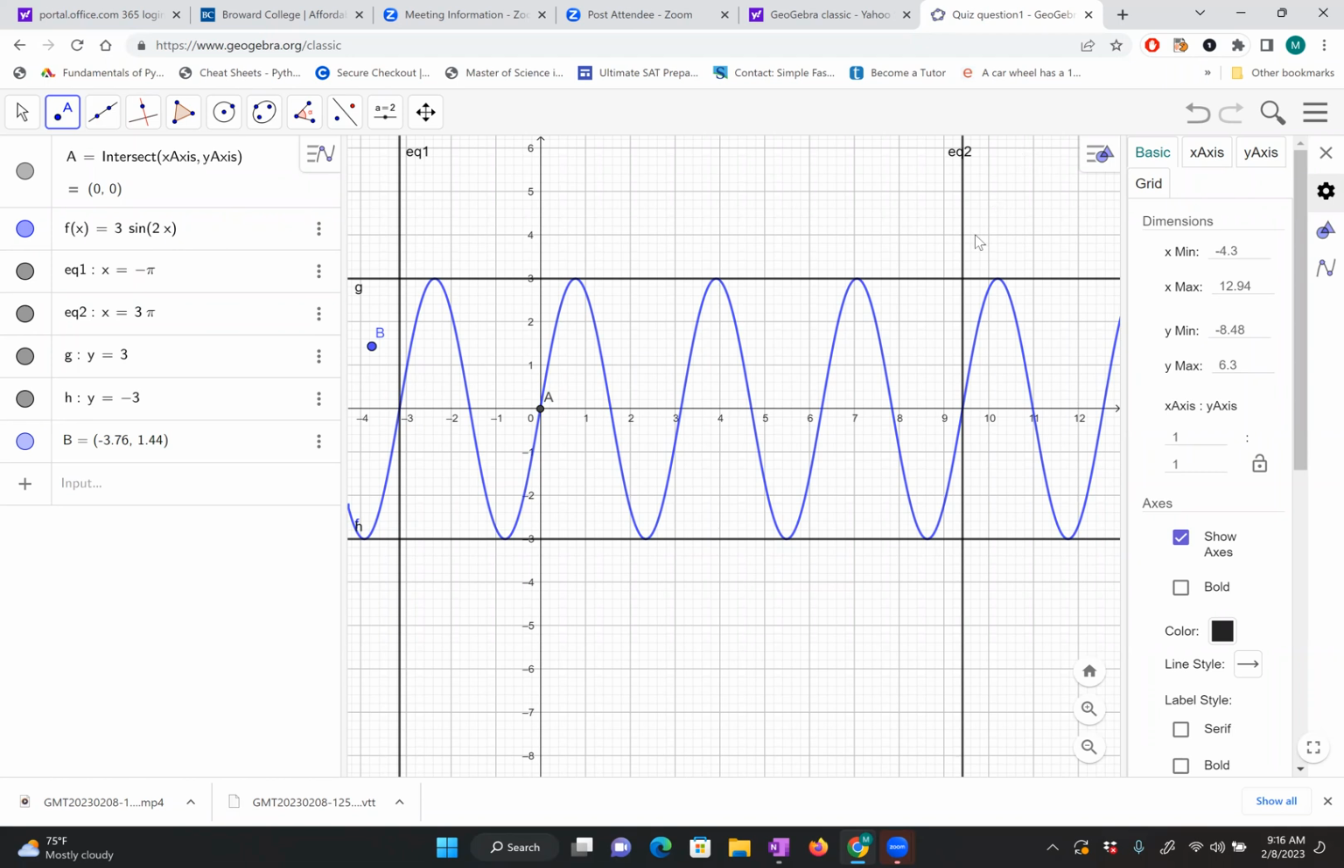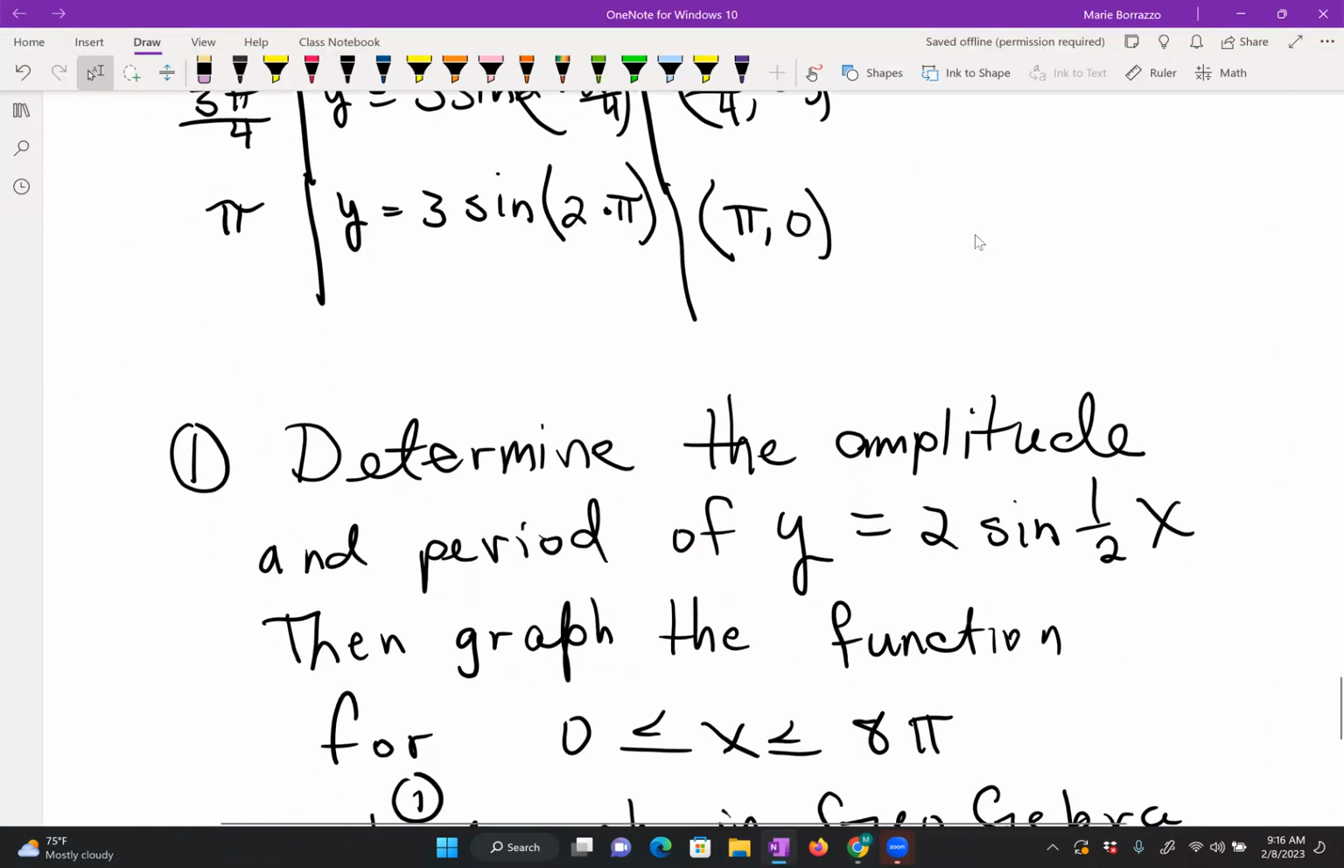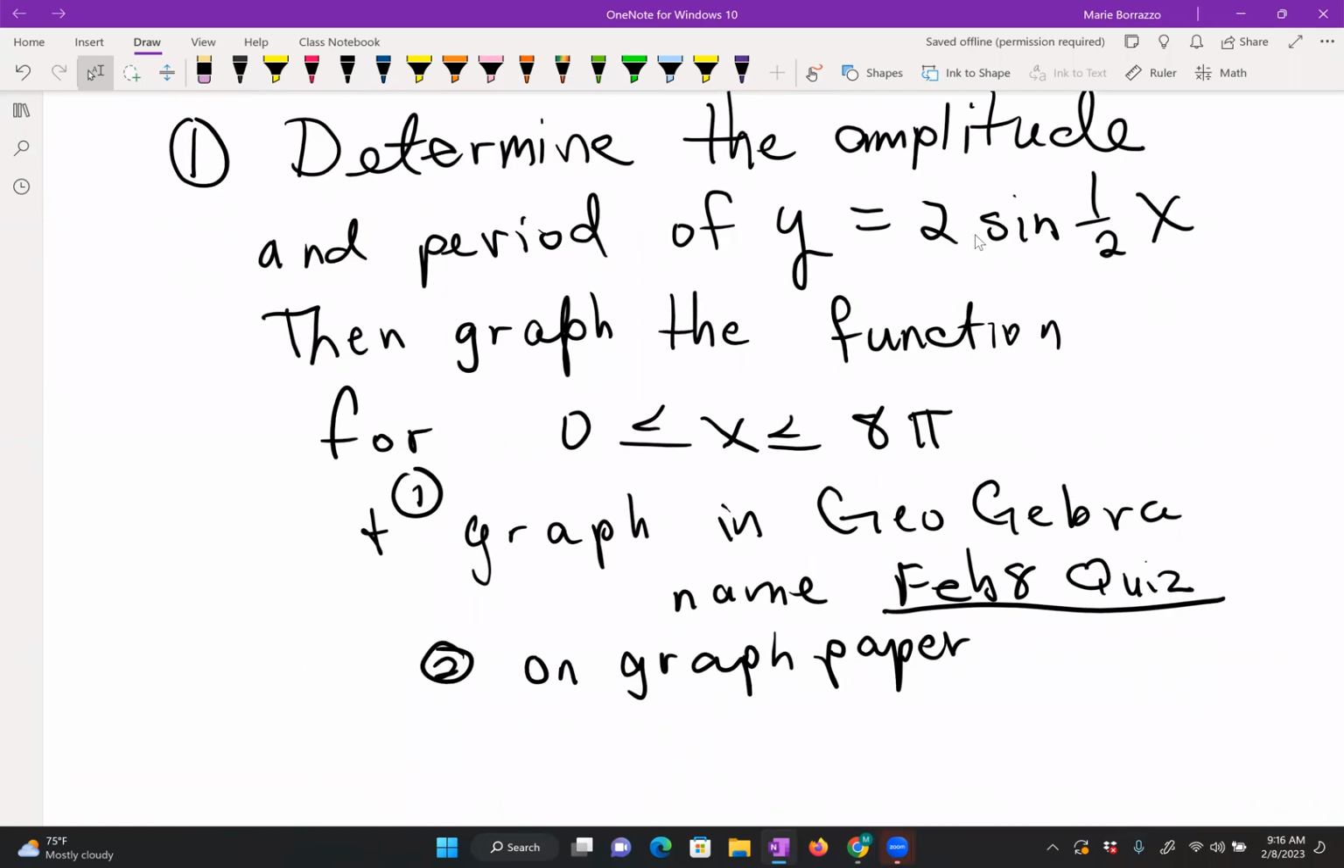All right, and your quiz question 4, your final quiz question, is this. Determine the amplitude and period of y equals 2 sine 1/2 x. Then graph the function for the range from 0 to 8 pi. I want you to graph it in GeoGebra. You're going to give this file the name February 8th quiz. The second part of the assignment is, not only are you going to do this graph in GeoGebra, I also want it on graph paper.